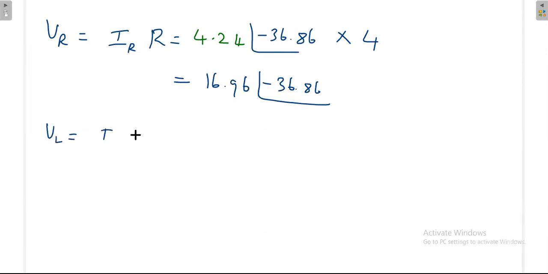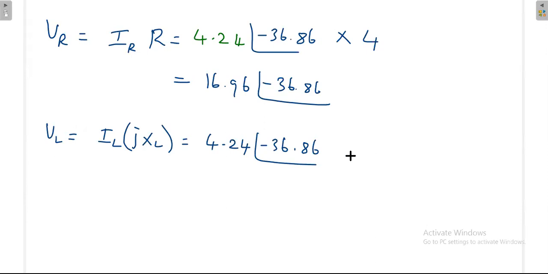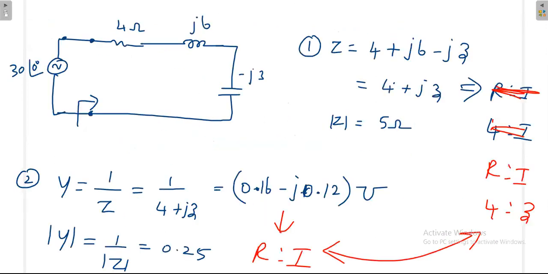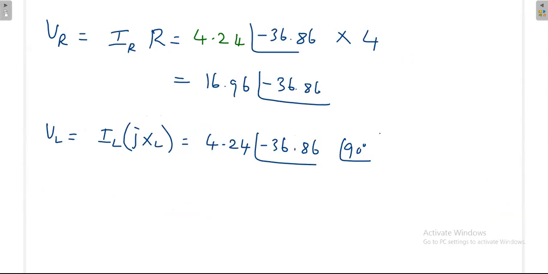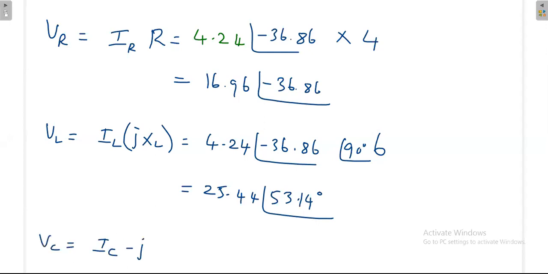Next VL. VL means IL into ZL. ZL means jXL. What is the I value? 4.24 angle minus 36.86. What is j? j means 90 degrees. What is the XL value? XL value is 6. Once you do this calculation, finally this is 25.44 angle 53.14 degrees.